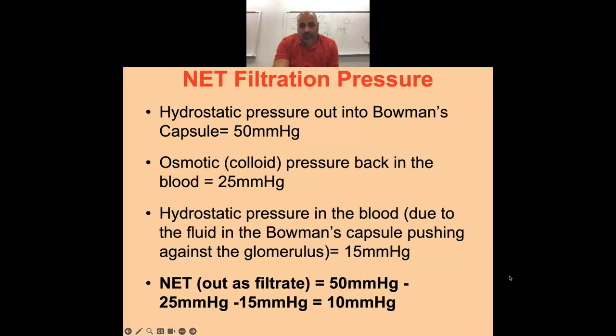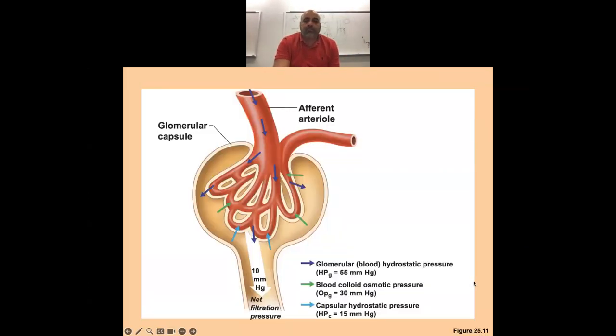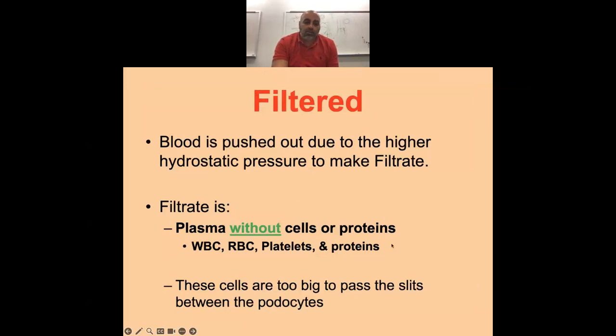So this is the math we went through. Y'all can go through it if you need to. Same image. Filtrate is equivalent to plasma. And remember, cells can't make it out, proteins can't make it out. Even platelets are too big to make it through there. All right? Everything is too large to pass through the podocytes.